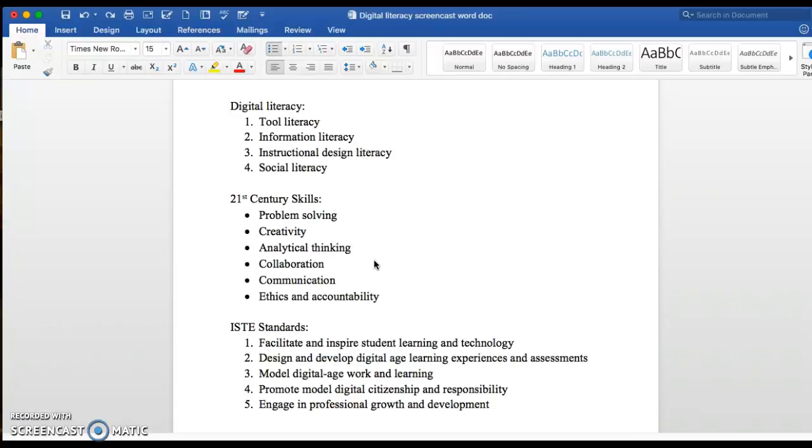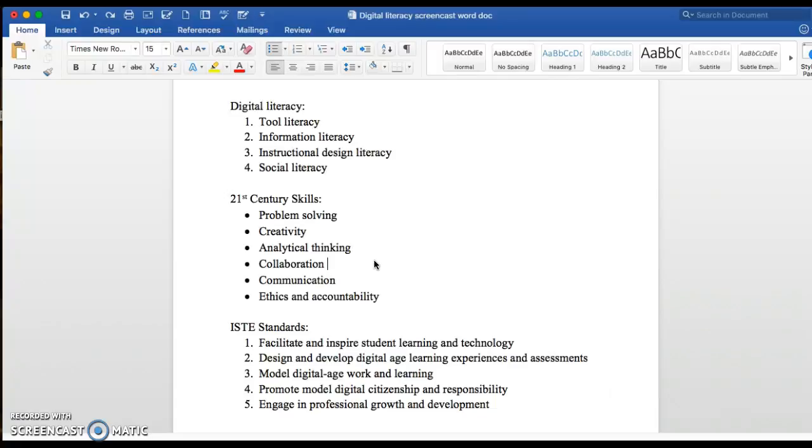Next would be your ways of living in the world, which include ethics and accountability. This would be how you keep yourself on track as a moral person, making sure that you're not copying others' work when you're using your creativity, specifically when you are using some digital literacy tools, such as information literacy, to gather information.